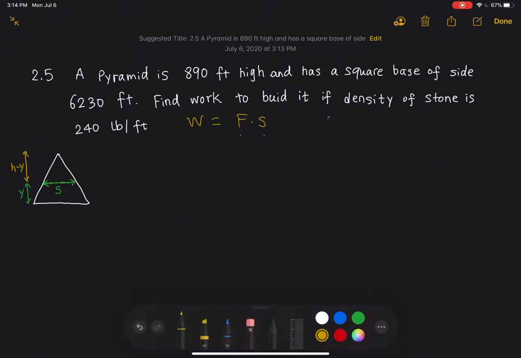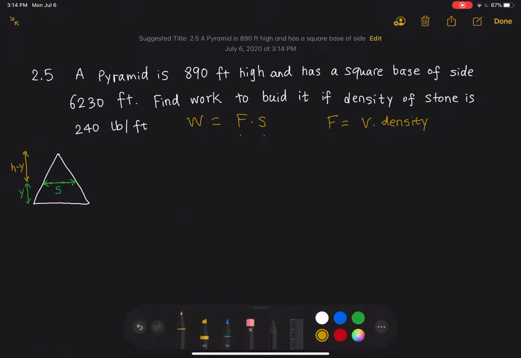Now, how do we find the force? It is the volume times the density. We know the density is 240, so we just need to find the volume. How do we find the volume? We don't just find the entire volume of the pyramid and then multiply by the height, because there is less stone on the top than at the bottom.